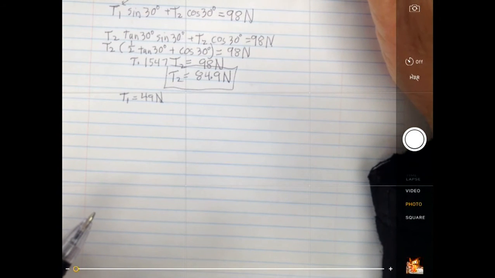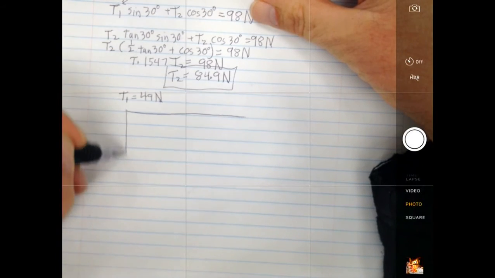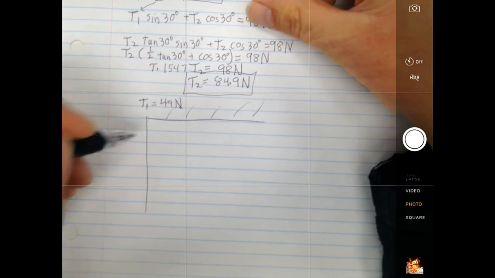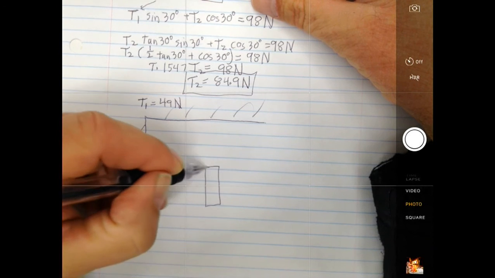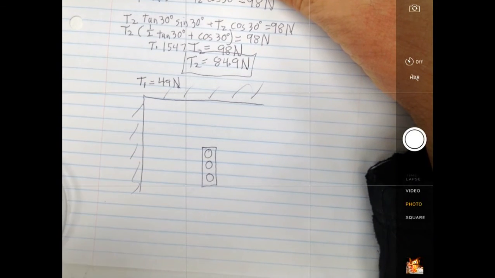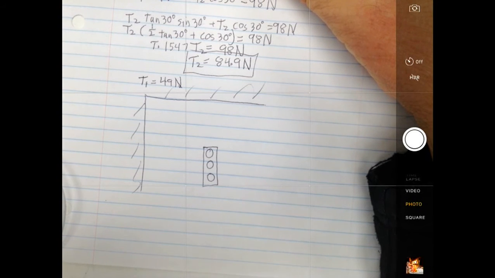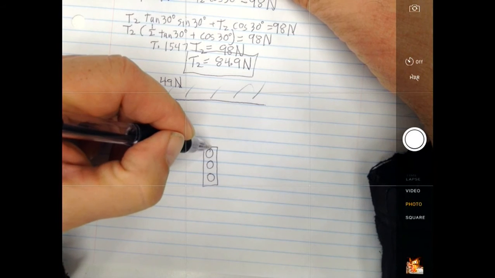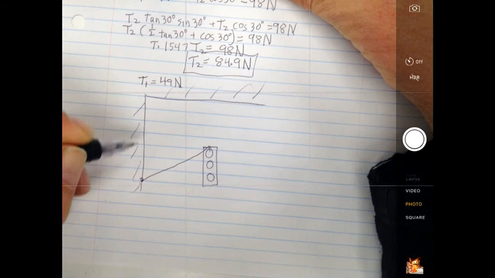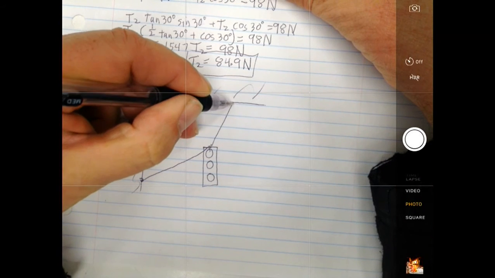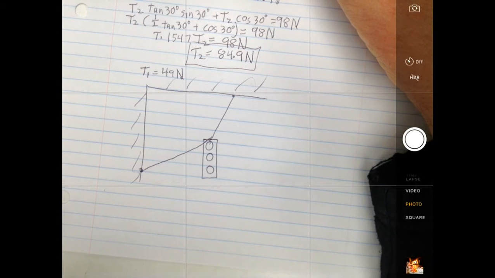What about, I have a ceiling. I have a wall. I have a stop sign, and I don't want it to fall. I have a rope going down and another one going up. Oh my goodness. And the stop sign, of course, or traffic light, isn't allowed to move. This is an equilibrium problem.